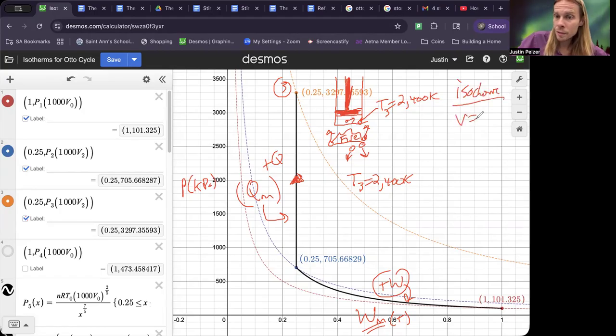You can confirm that by an isochoric. Volume is constant, 0.25 liters. Therefore, P3 over T3 equals P2 over T2. So the temperature goes up, the pressure goes up, and you get 3,297 kilopascals. And you realize that's a lot of pressure. Now we're going into like really high pressure realms.